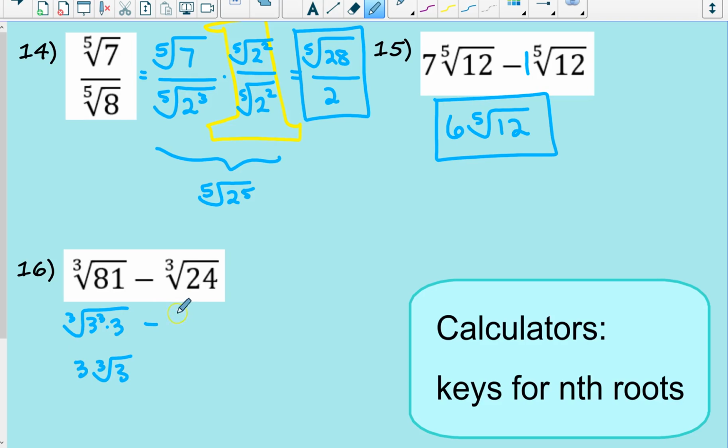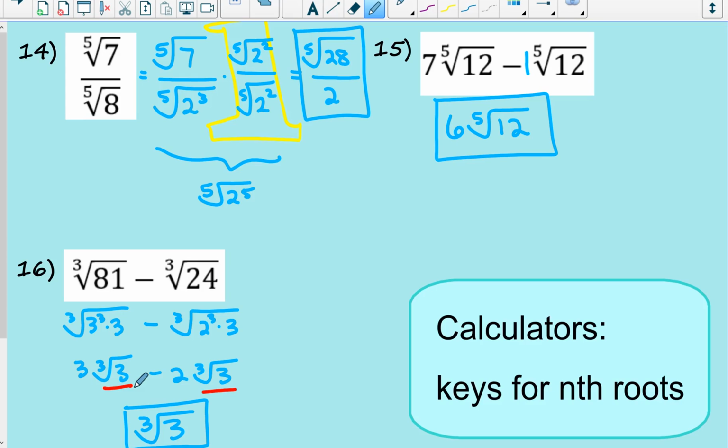And the cube root of 24, that's the cube root of 8 times 3, and 8 is 2 cubed. So we have 2 cubed times 3. So this one can be written as 2 times the cube root of 3. So notice that since we've simplified, we do have the cube root of 3 in both terms. So we subtract. 3 minus 2 is 1, so we get 1 times the cube root of 3.